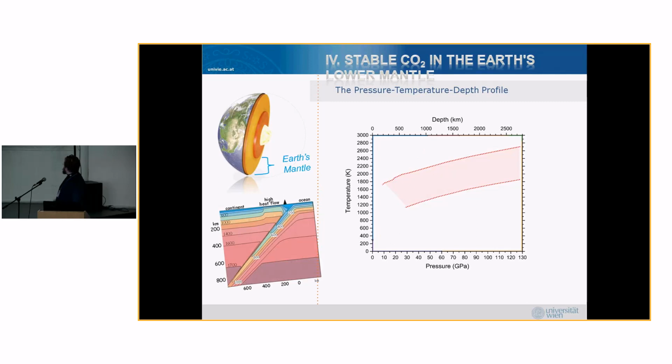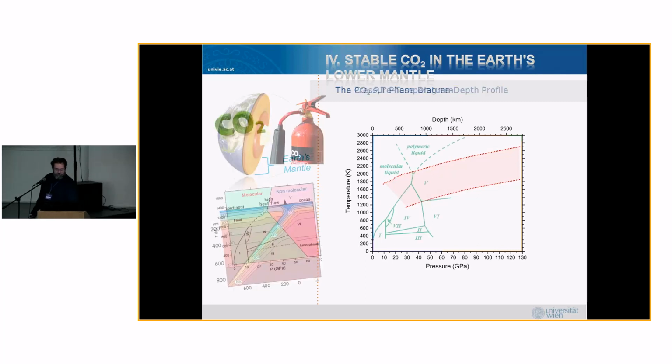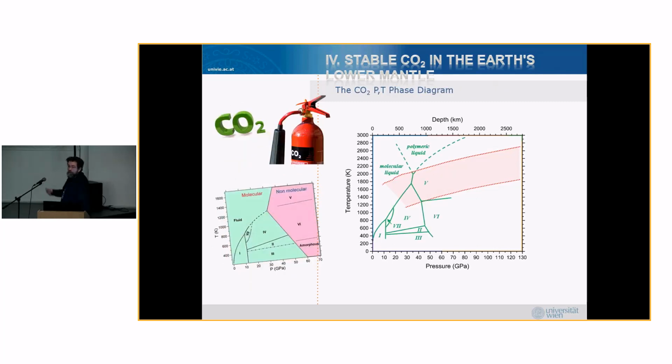So if we keep these two lines in mind between the normal geotherm and a cold subduction zone, then this is the area that we have to look at basically when we are talking about our CO2. And all the knowledge that has been obtained so far is plotted here in this phase diagram, which is, as you can see again, a lot of polymorphism that can be seen.